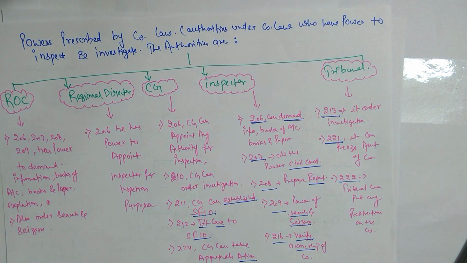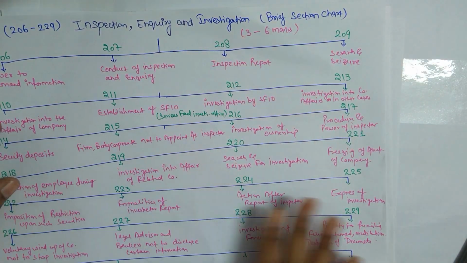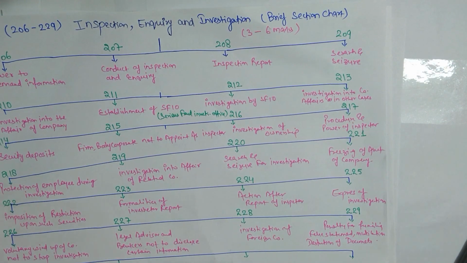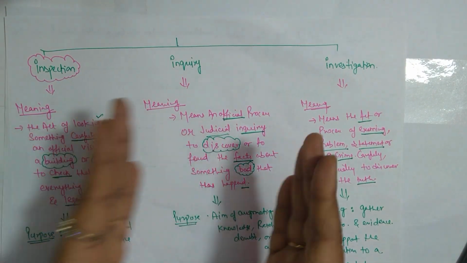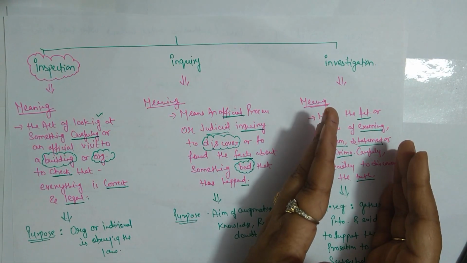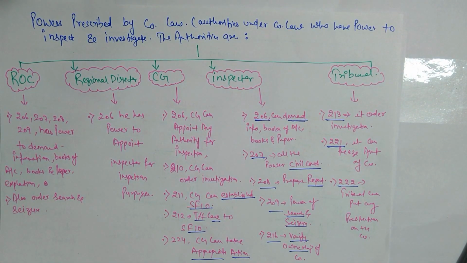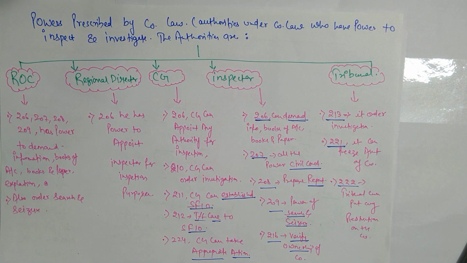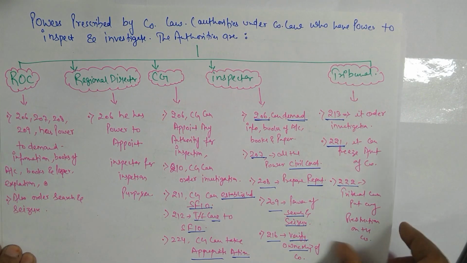Now, I already discussed a few very important things. First of all, this is your section chart. These sections are discussed in this class. Apart from that, the second point we discussed is the meaning of inspection, inquiry and investigation, and the difference between all three, and then the authorities who have power to do all these things: inspection, inquiry and investigation. Now we're going to discuss the sections in sequence.